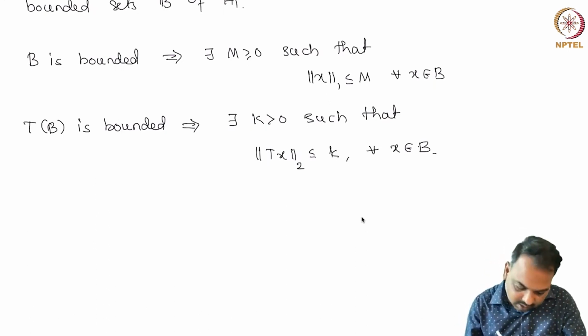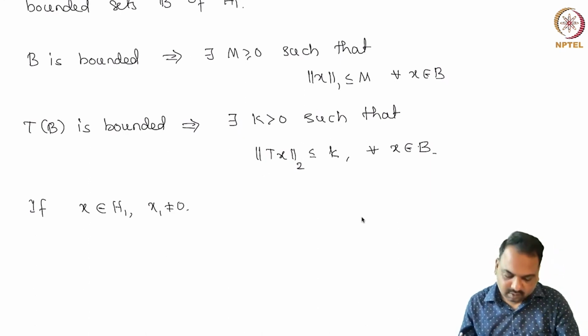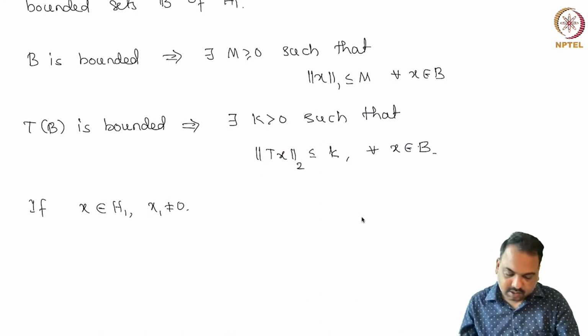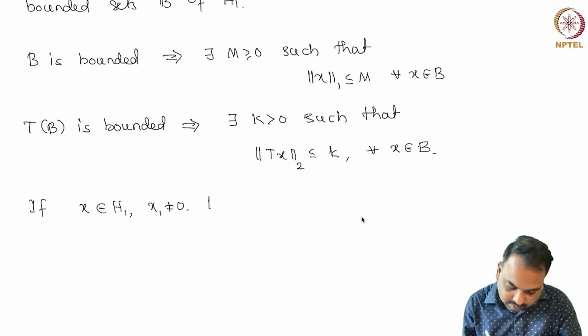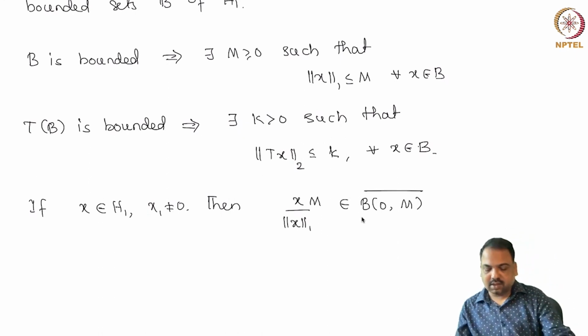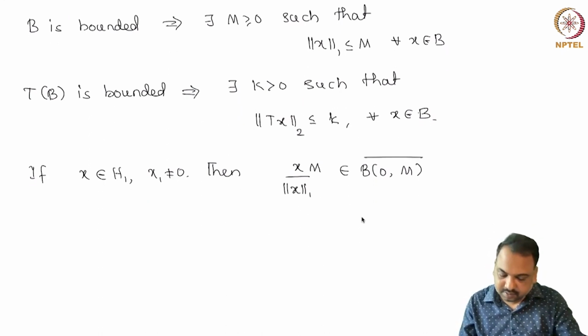So now, if x is in H1 with x non-zero, then we can say that x by the norm of x is on the unit sphere of the first Hilbert space. Then x by the norm of x, multiplied by m, is in the closed ball centered at 0 with radius m, because the norm of this element is less than or equal to m.